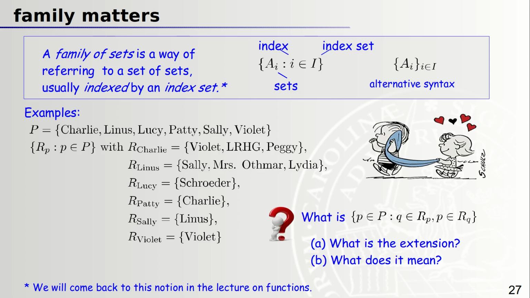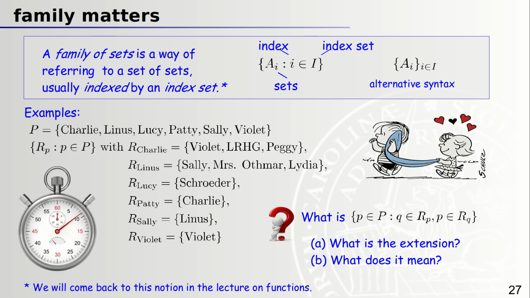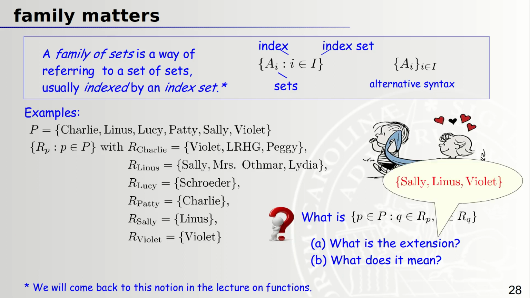Now take a look at this set definition. Determine its extension and then interpret it in terms of romantic interests. The extension is Sally, Linus, and Violet. The interpretation is that it is the set of those people in P whose romantic interests in someone else in P was at some point reciprocated, though not necessarily at the time they were interested in that person.